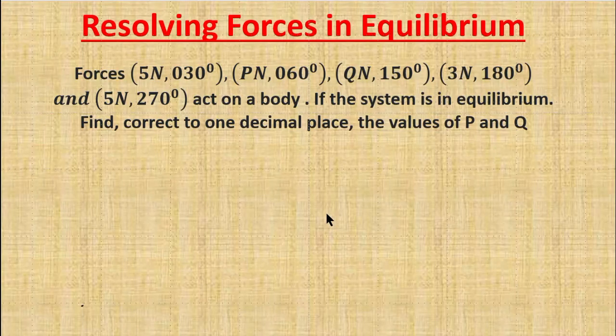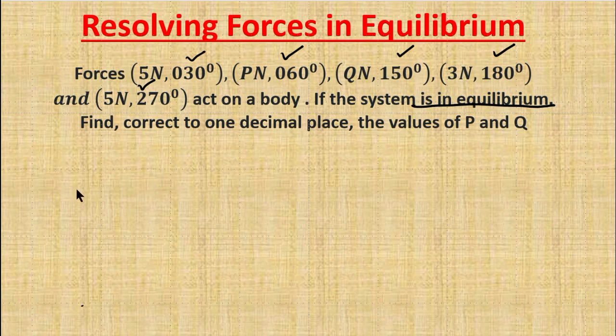In this video, we'll be resolving forces in equilibrium. Our question says forces F Newton at 30 degrees, P Newton at 60 degrees, Q Newton at 150 degrees, 3 Newton at 180 degrees, and 5 Newton at 270 degrees act on a body. If the system is in equilibrium, let's take note of this, we are to find, correct to one decimal place, the values of P and Q.